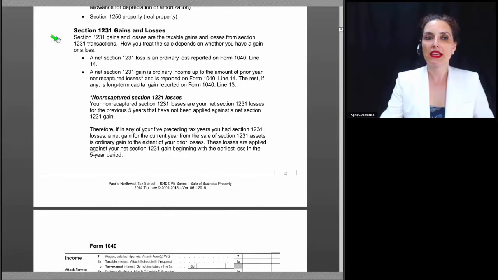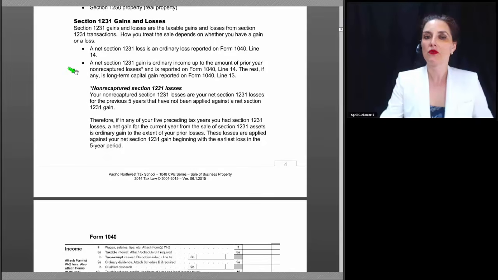Section 1231 gains and losses are the taxable gains and losses from Section 1231 transactions. How you treat the sale depends on whether you have a gain or a loss. A Section 1231 loss is an ordinary loss reported on Form 1040, line 14. A net Section 1231 gain is ordinary income up to the amount of prior year non-recaptured losses and is reported on Form 1040, line 14. The rest, if any, is long-term capital gain reported on Form 1040, line 13.